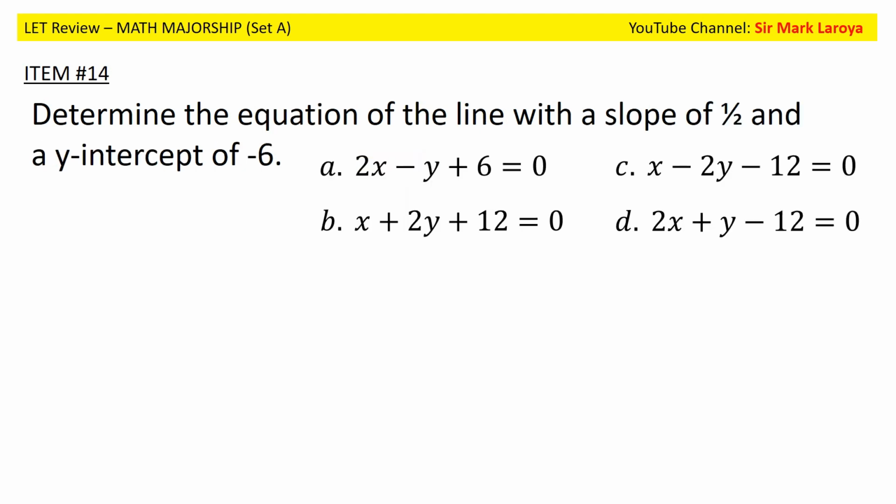Second to the last item, item number 14. Determine the equation of the line with a slope of 1/2 and y-intercept of negative 6. A. 2x minus y plus 6 equals 0. B. X plus 2y plus 12 equals 0. C. X minus 2y minus 12 equals 0. Or D. 2x plus y minus 12 equals 0.